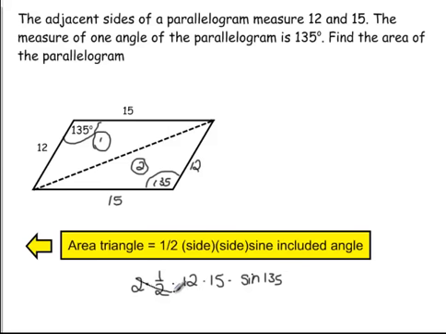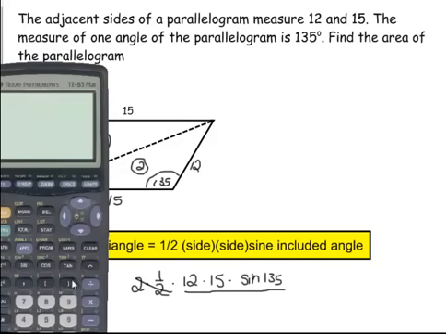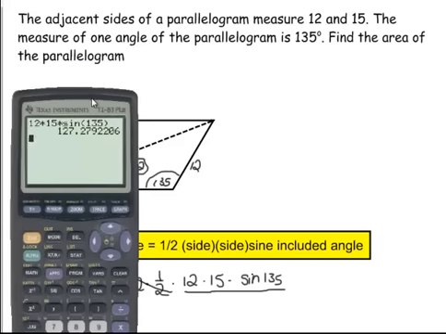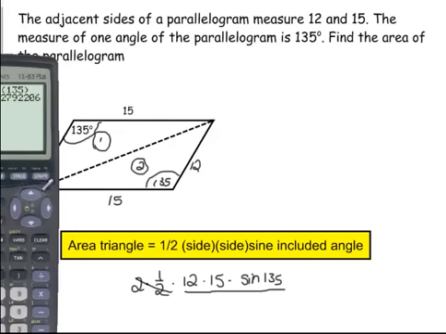Half of 2 cancels out, so now I can run all this right into my calculator. 12 times 15 times the sine of 135, 127. Now notice it didn't tell me where to round to, so as of right now I can say my area is, well, let's just say 127 and round it to the nearest whole.